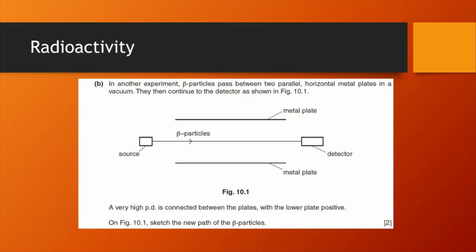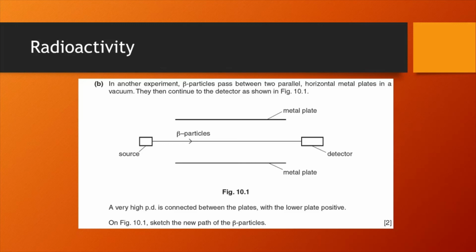In another experiment, beta particles pass between two parallel horizontal metal plates in a vacuum. They then continue to the detector as shown in figure 10.1. A very high PD is connected between the plates with the lower plate positive. On figure 10.1, sketch the new path of the beta particles.